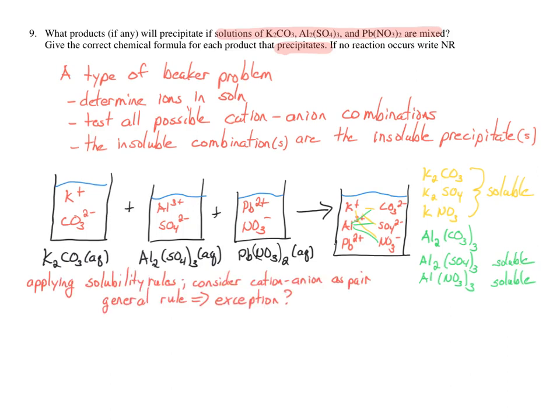When we are applying the solubility rules, we want to consider the cation and anion as a pair. First, we identify what the general solubility rule is and see if there's an exception. In the case of aluminum carbonate, we see most carbonates are insoluble. Aluminum carbonate is not one of the exceptions. Therefore, aluminum carbonate is an insoluble compound.